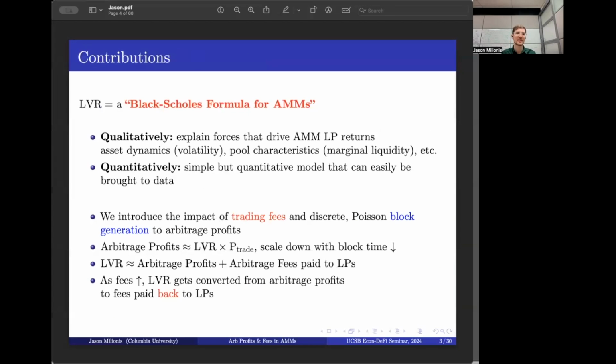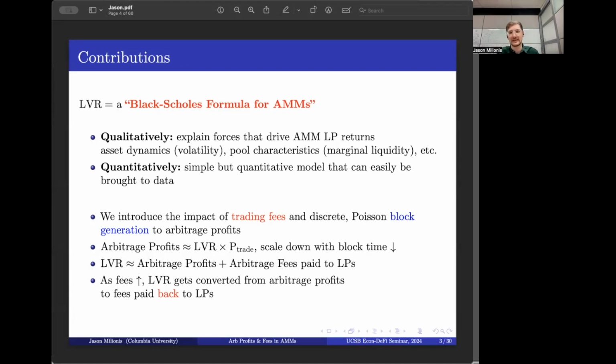I will be splitting this talk into two parts. First of all, I will explain what the cost is of providing liquidity at an AMM, and that's going to be Lever, and under which characteristics it is driven. I'll also show that it can empirically capture realistic data from actual decentralized exchanges. And then I will show you the exciting follow-up work on what happens to the arbitrage profits when we also introduce trading fees and discrete block times.